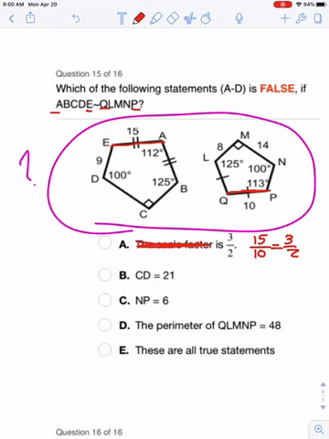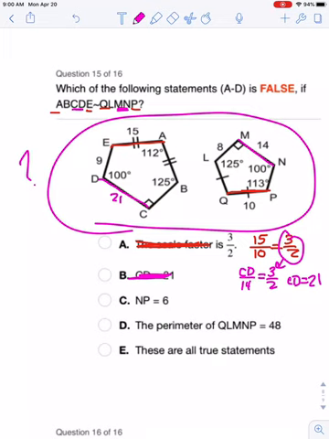CD equals 21. Well, let's see. MN and CD, those letters match up, so those are going to correspond. So again, I can use this proportion up here, CD over 14 equals 3/2. I'm just using this proportion. I already know that's true. If I do the calculations, I'm going to get 21. I did the calculations in my head. You guys can cross multiply and solve if you want, but I can eliminate that.